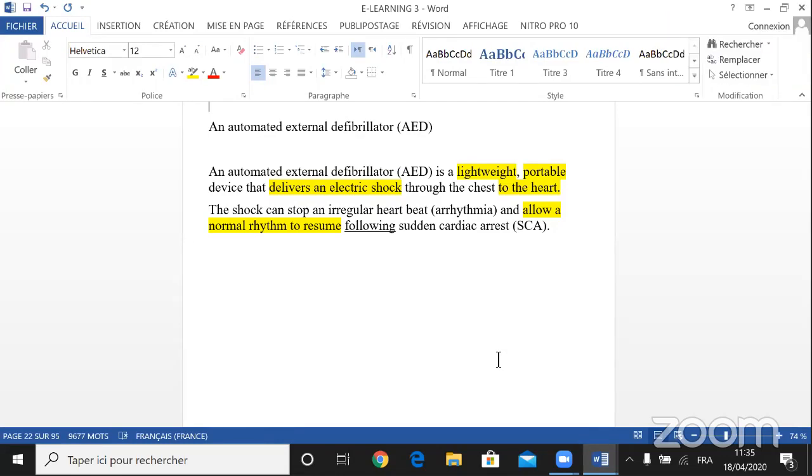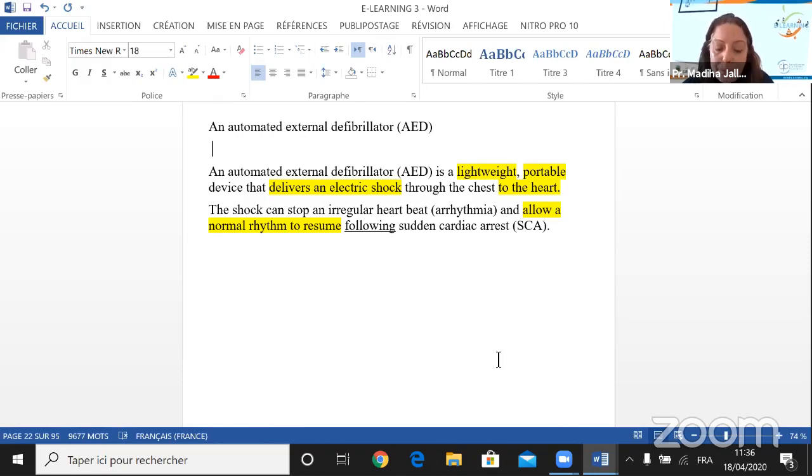That occurs due to the cardiac. Yeah, due to, or after. You can use also after. This device allows the normal heart rhythm after, or which is caused by or due to sudden cardiac arrest.